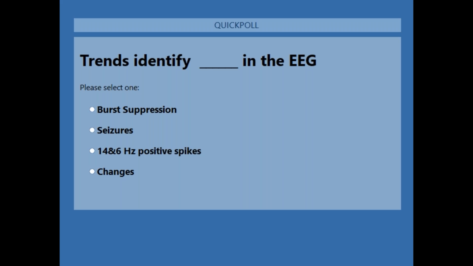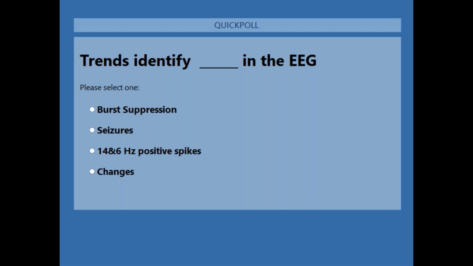The trends may show a specific pattern. They may show data points that lead you to that conclusion based on your expertise, but they're not going to flag something as burst suppression. Similarly with seizures, again, we just talked about the fact that the reader uses their own clinical experience to identify seizures after examining the raw EEG. We don't get any information on morphology or phase. So 14 and 6 hertz positive spikes is not a good answer. So the correct answer is simply that trends identify changes in the EEG.